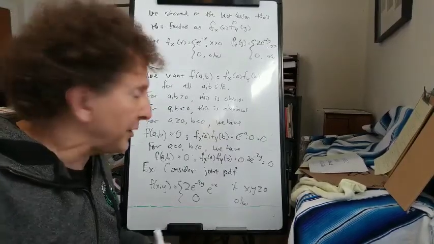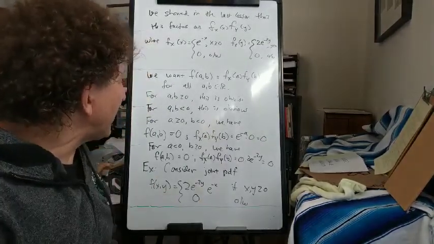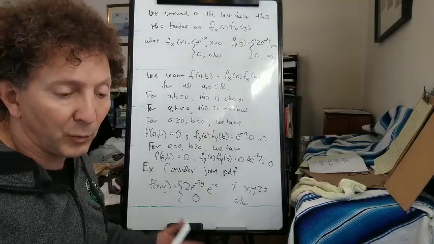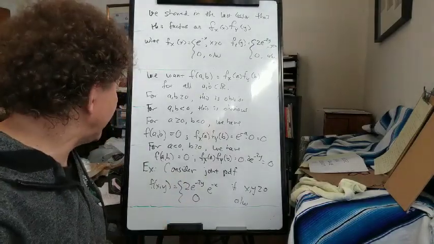All right, now just so that you don't think that every joint probability distribution function is for two independent random variables, let's look at one where the two variables are actually dependent.